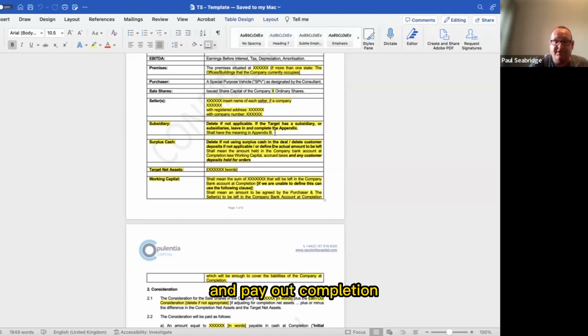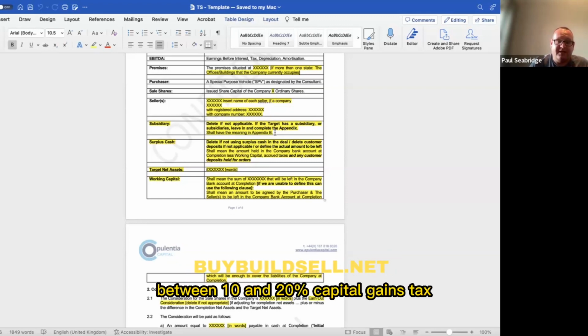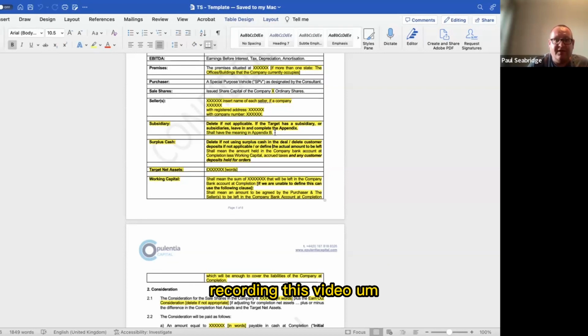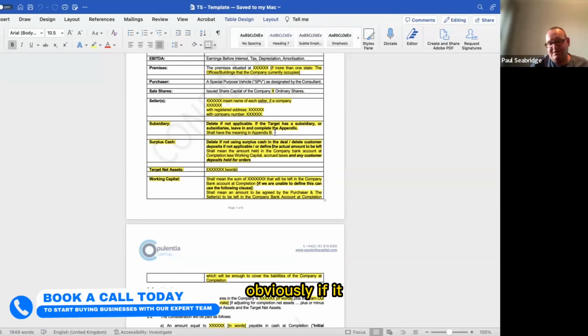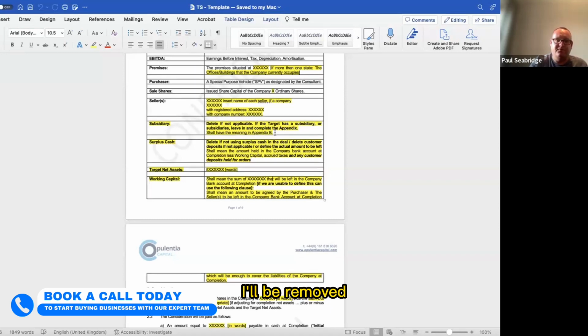and pay it out at completion, effectively, if it's structured in the right way, they only pay between 10 and 20% capital gains tax at the time of recording this video. So obviously, if that was part of the deal, it would be defined and mentioned here. Obviously, if it wasn't applicable, then of course that would be removed.